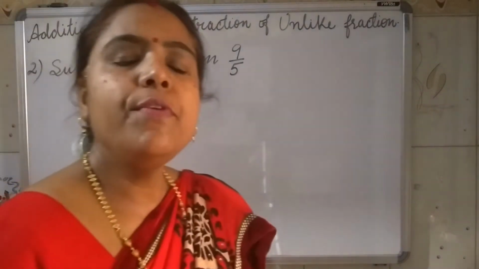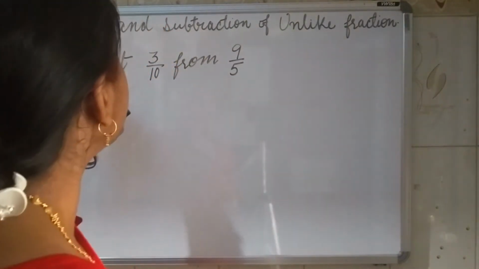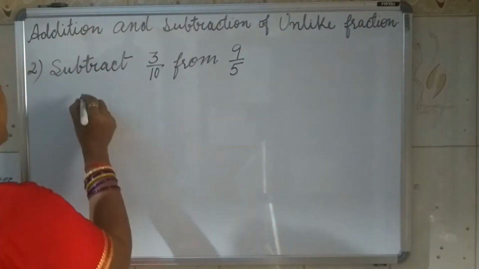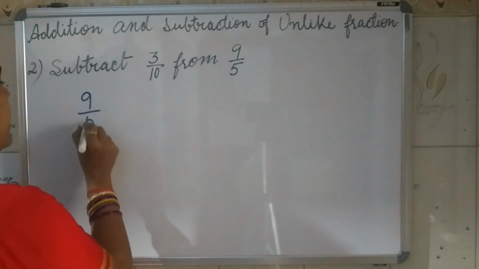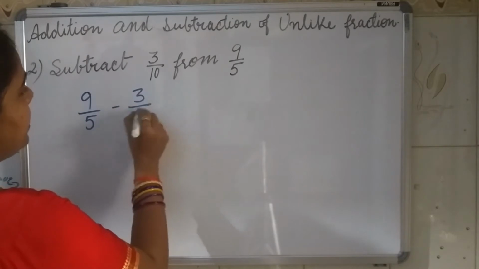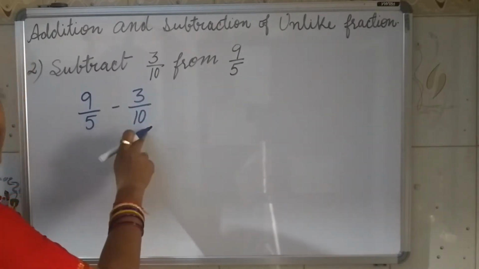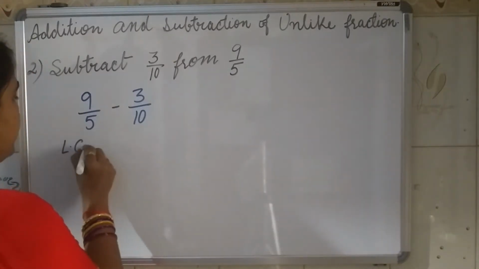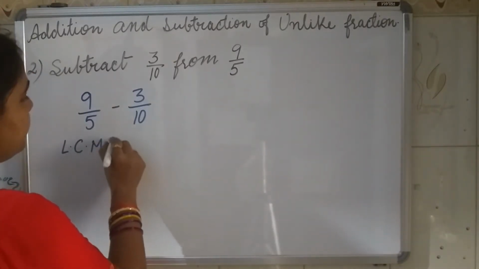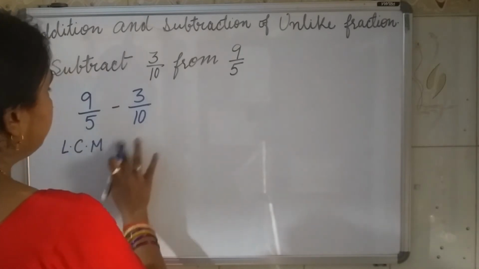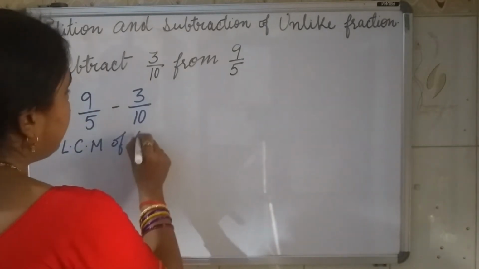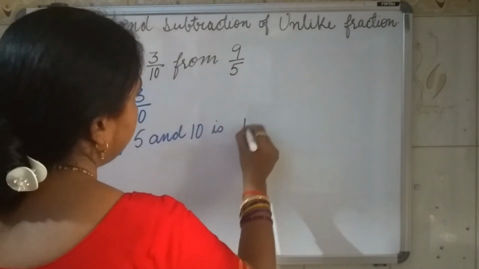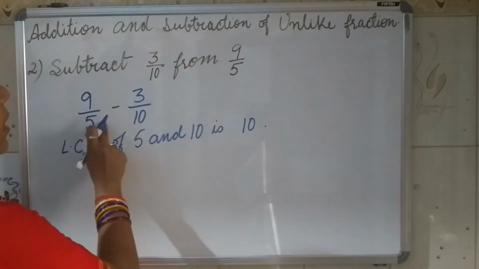Now we are moving to the subtraction. Subtract 3 by 10 from 9 by 5. It means 9 by 5 minus 3 by 10. Okay. Now 5 and 10. 10 is the multiple of 5. So LCM will be, now I hope it is clear to you. LCM of 5 and 10 is 10. Okay. Now we have to convert it into like fractions.